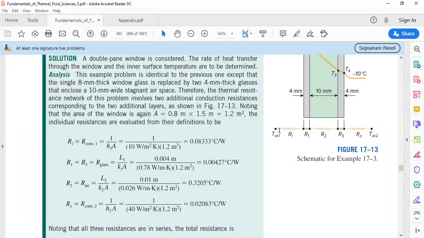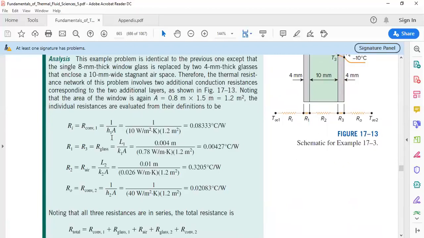And then to draw the thermal network, we draw it as this. There is this convection thermal resistance from the inside, conduction thermal resistance from the first layer of glass, then conduction thermal resistance through the air, then another conduction thermal resistance through the second glass layer, then the outside convection radiation combined resistance, and then T infinity 2. So calculate Ri, that's our convection 1, R1, that's our conduction through the first layer of glass.